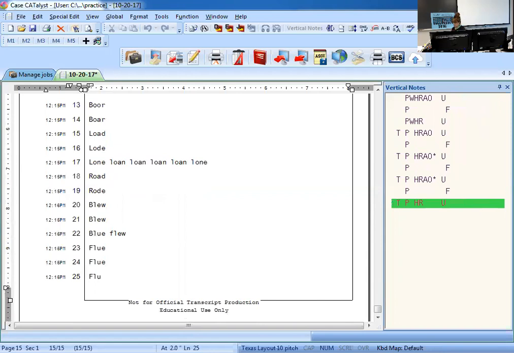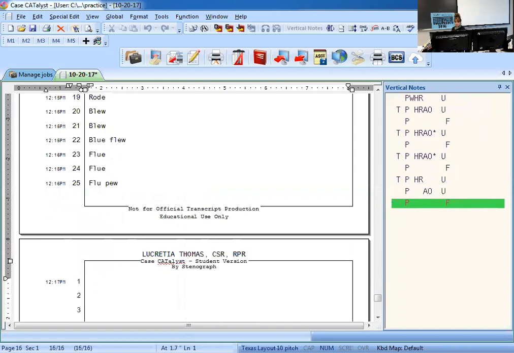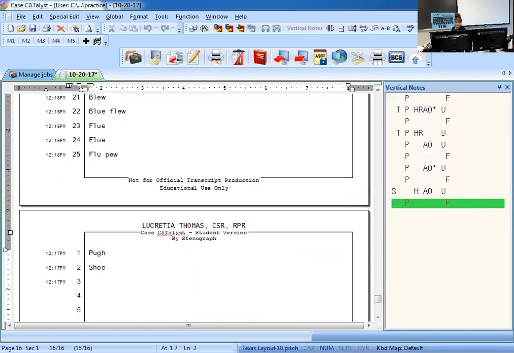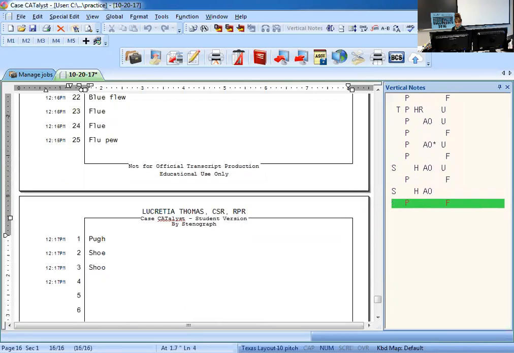Pew is P long U for P-E-W, P long U for P-U-G-H with an asterisk. And the reason we don't have to put in the G or anything is because these are sound-alikes, and there's usually just two, so that's why. So shoe, the shoes that we wear, is S-H long U. Shoe, S-H-A-O-O, is S-H-A-O. Take advantage of the spelling.